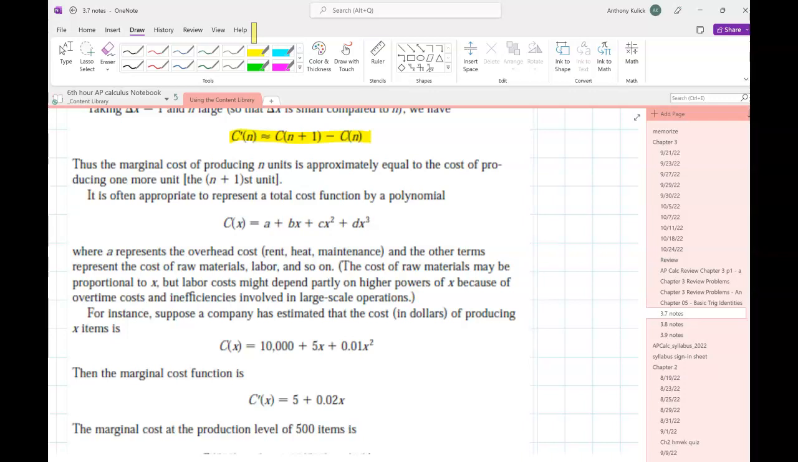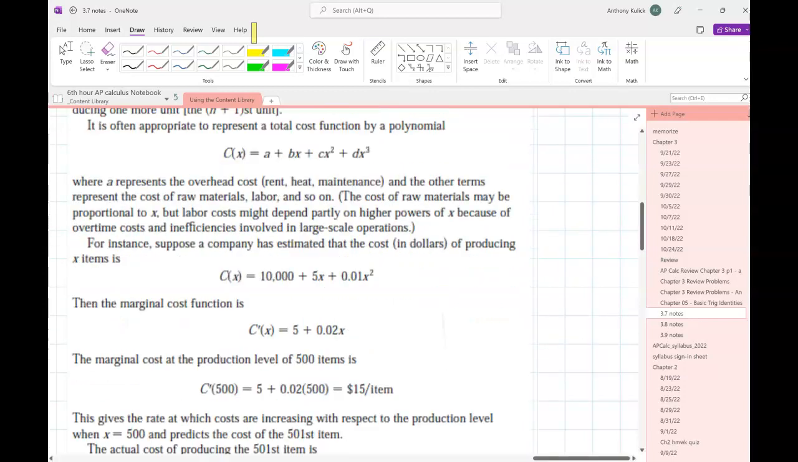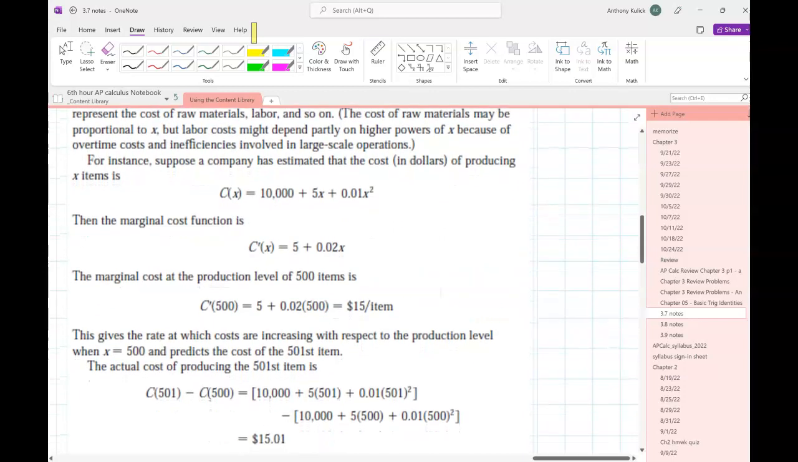It is often appropriate to represent the total cost function by a polynomial, where A represents the overhead costs like rent, heat, maintenance, etc., and the other items represent cost of raw materials, labor, etc. Some details about why that even makes sense.